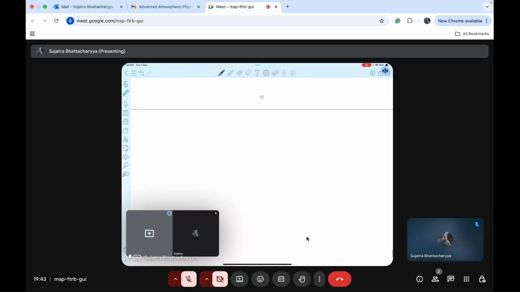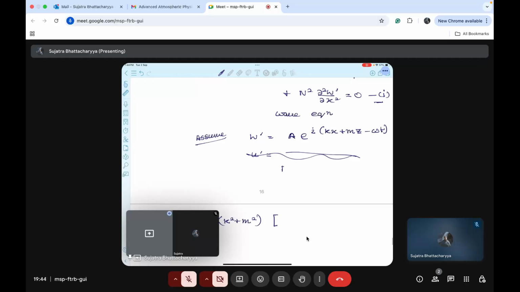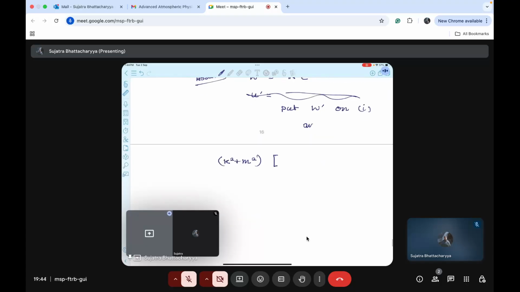So finally, when you put all these things and do a couple of steps, you will get the equation as something like this: k square plus m square. So put w dash on I and solve. There are a couple of steps which I have skipped here.